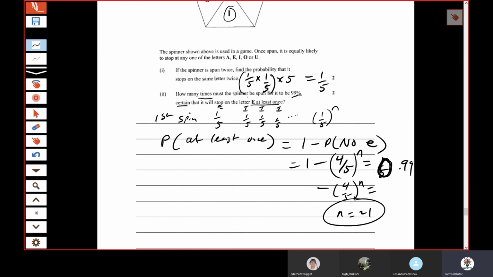How many times must the spinner be spun for it to be 99% certain that it will stop on the letter E at least once? Okay. For it to be at least once, the probability of at least once is the same as 1 minus the probability of not getting any E's. Do we agree with that first step, that first line?